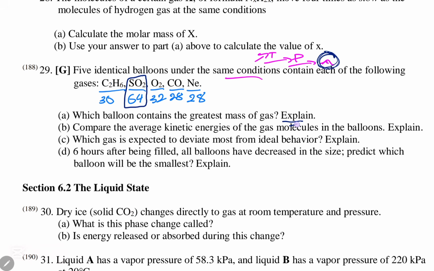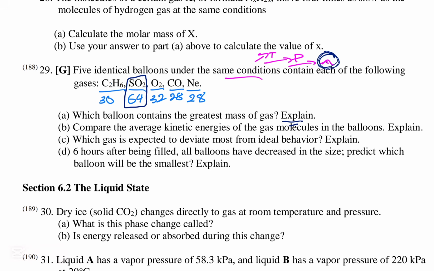When they say explain, you just need to say this. Using Avogadro's hypothesis, equal volumes of gases kept under the same conditions contain equal numbers of moles. This is true. That's what Avogadro discovered. So SO2 will have the greatest molar mass, therefore the greatest mass.